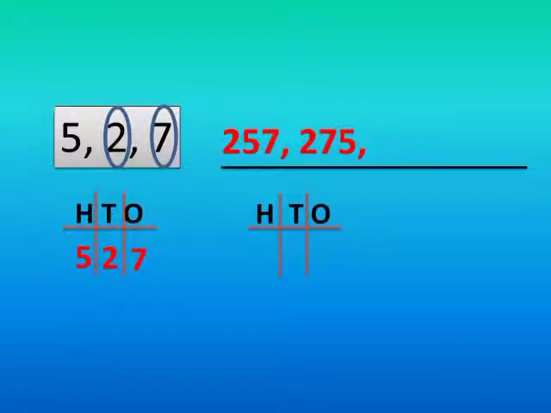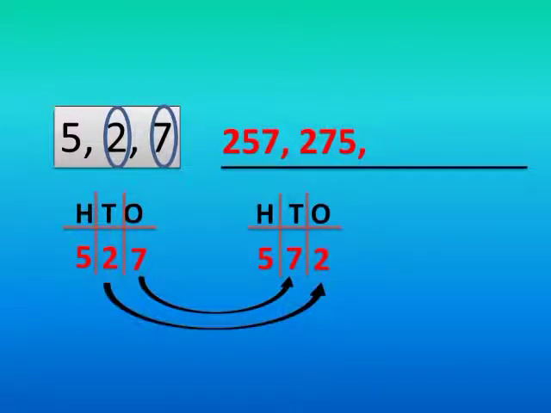Now, to form the other number, interchange the digits at tens and ones place. Here, the digits at tens and ones place are 2 and 7. Now, we will write 7 in the tens column and 2 in the ones column. Thus, the number formed will be 572.